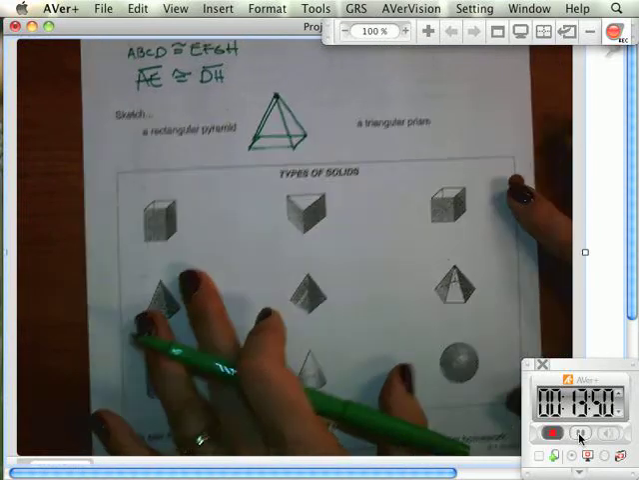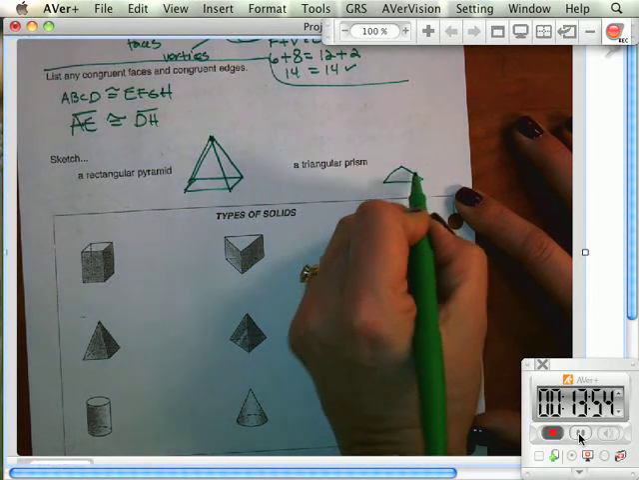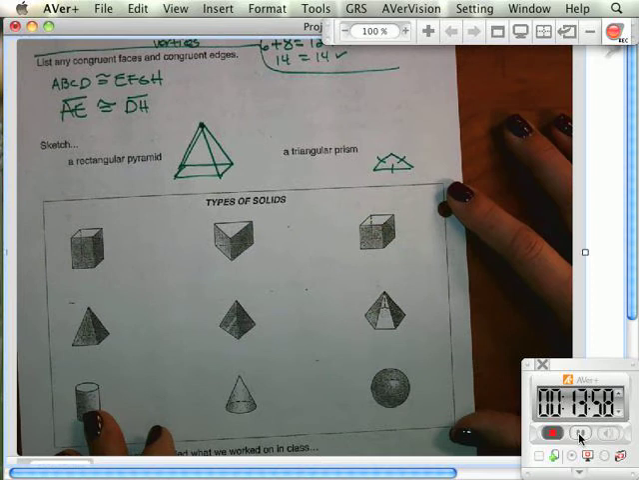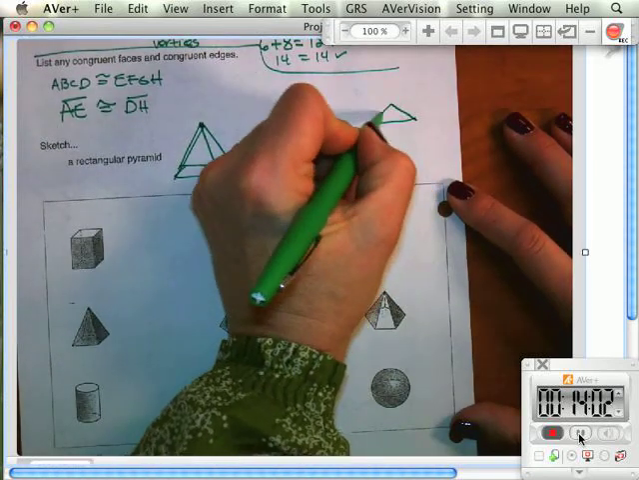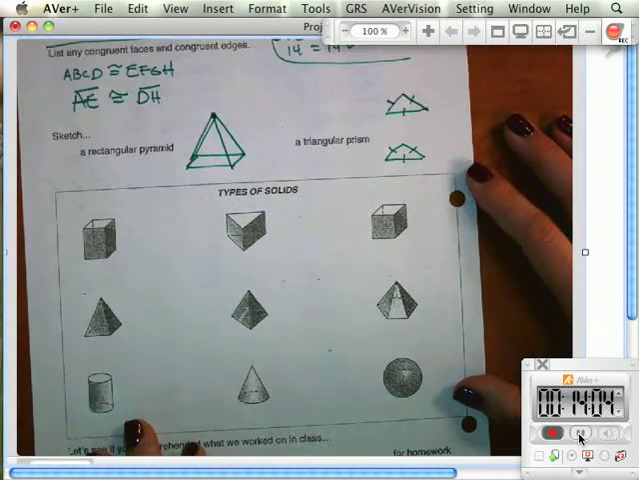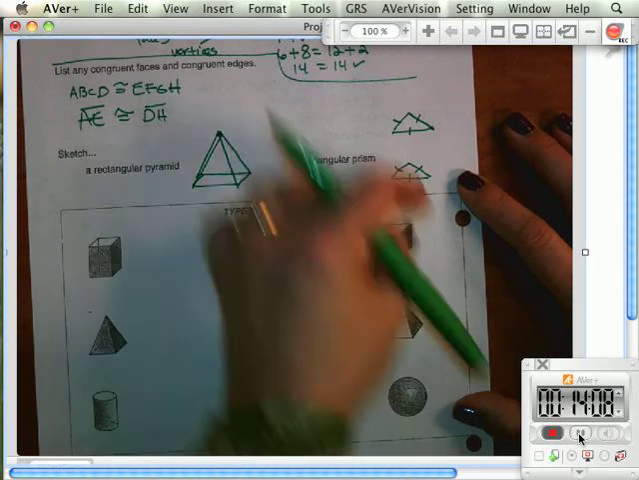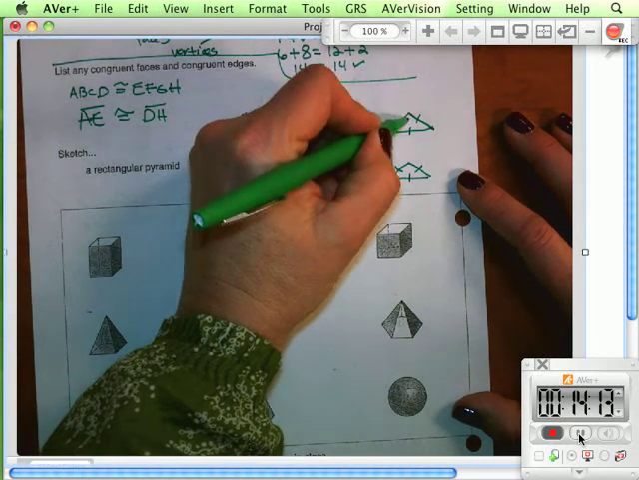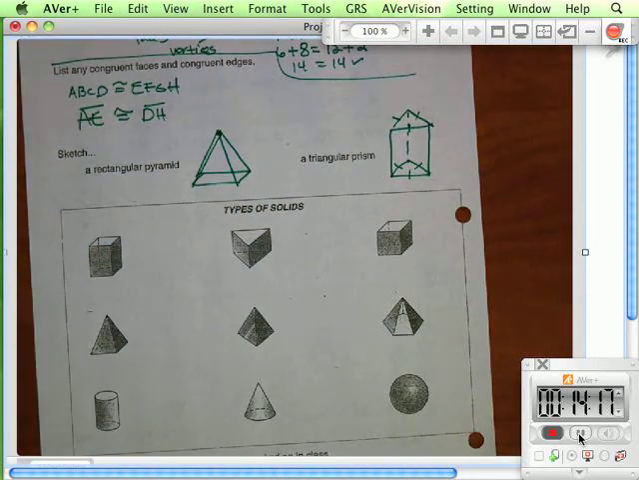Okay, now a triangular prism. Here's what I do. I draw a triangle. I'm going to pretend they're congruent, even though they're not really. And then I'm going to try and draw that exact same triangle directly above it. It's not quite the same, but it's pretty close. A little space in between. And then I just connect the vertices, and you sort of have a triangular prism.